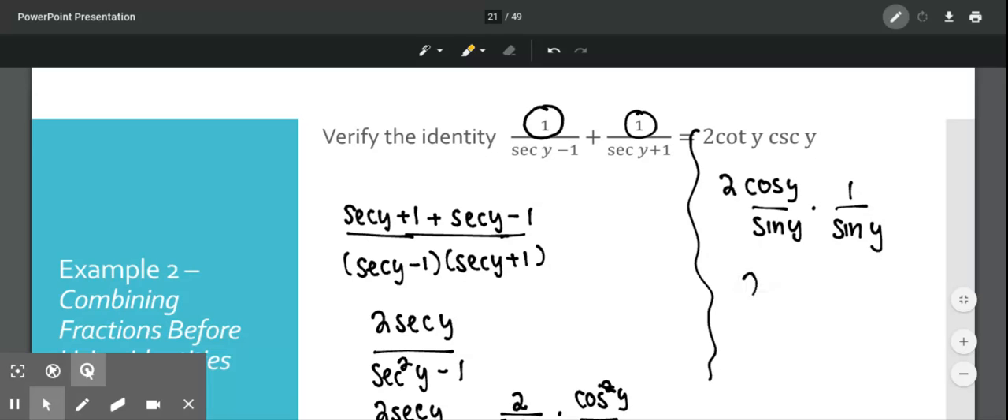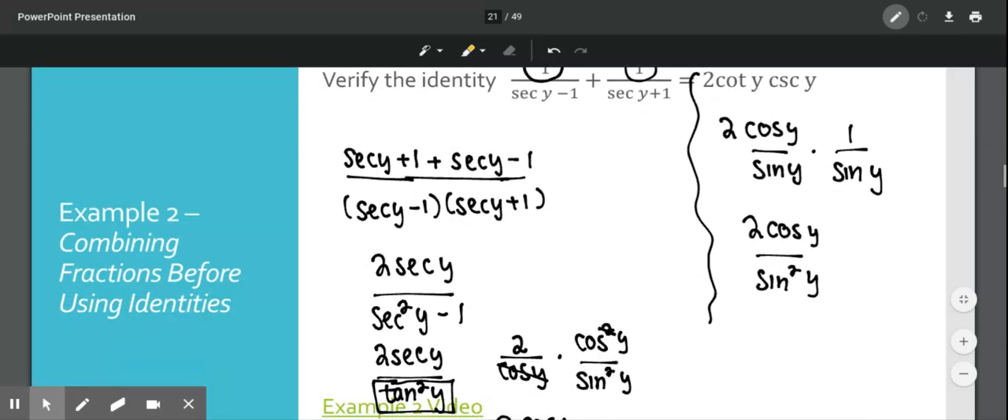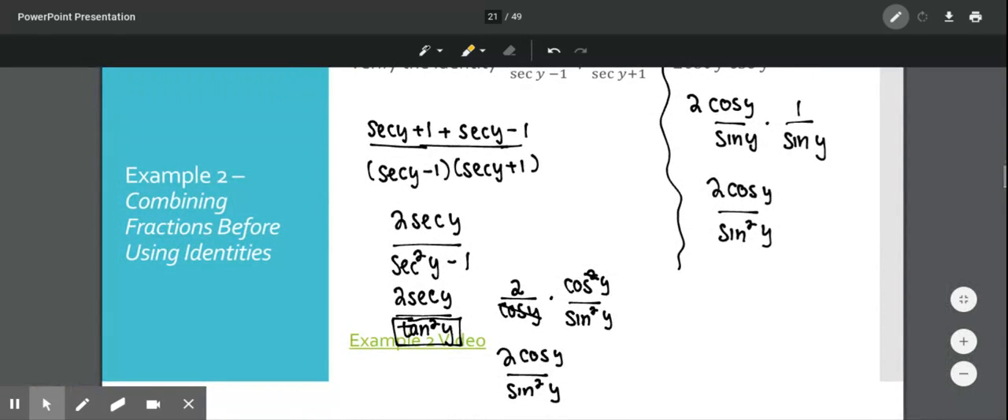So if we do this, now we get 2 cosine y over sine squared y. And is that the same thing we had on this side? Right? So yep, we're good. Excited about that.